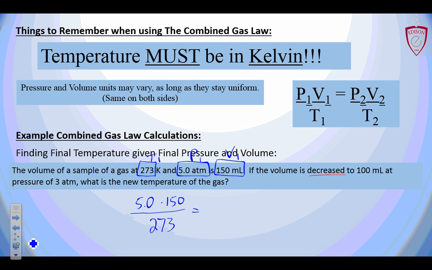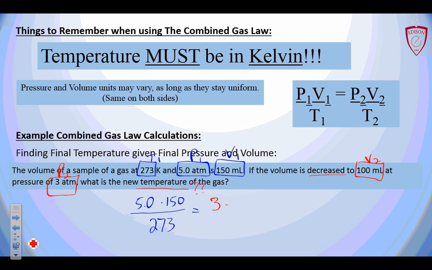And now we'll switch colors to red, maybe, for our final conditions. So we know the volume decreased to 100 milliliters, so that's volume 2, V2. Pressure of 3 atmospheres, that's P2. And what is the new temperature of the gas? So temperature, that's going to be X or T. Keep it as T, is fine. I'm going to keep it as T, absolutely. Cool. So let's plug our numbers in and we'll see what we got.